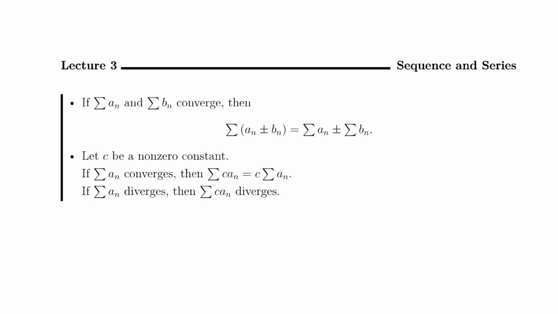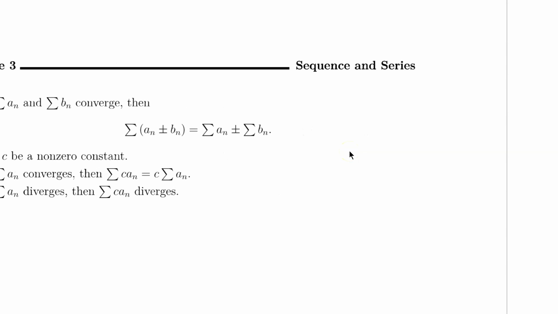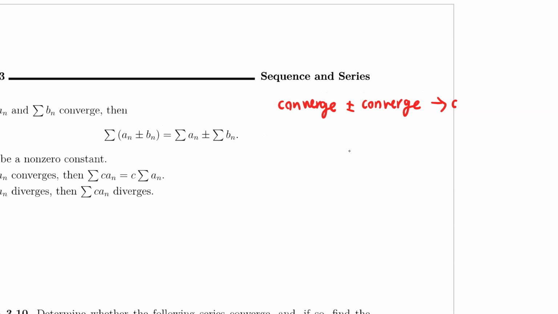You can perform certain algebraic manipulations on the series. For example, if we have two series that are both convergent, we can add or subtract them like we normally would. In general, if I have something that converges plus or minus something that converges, then we would also get something that converges.